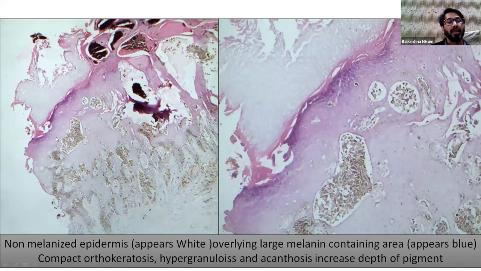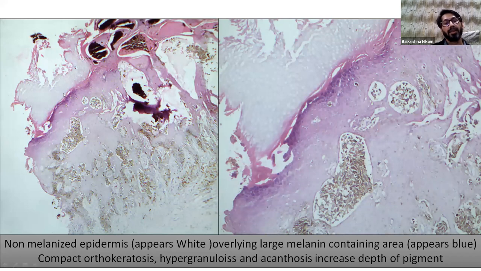There is no melanin in the epidermis also. This is why this becomes white, and this becomes a deeper black thing which appears as a blue. So this is the blue-white veil, not just hyperkeratosis. If you find pigment here, this will not become a blue-white veil.